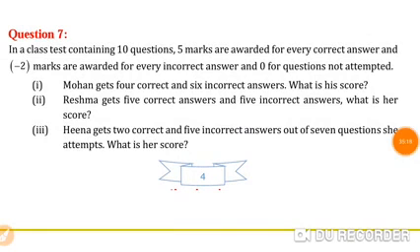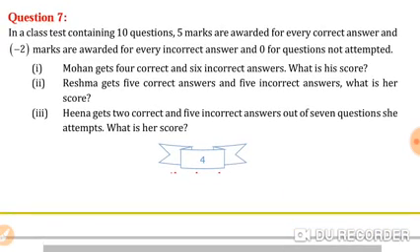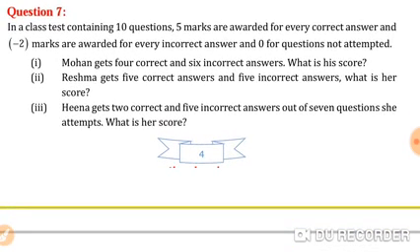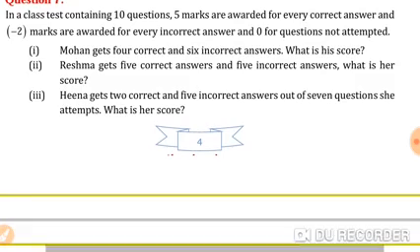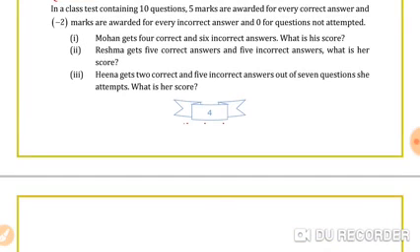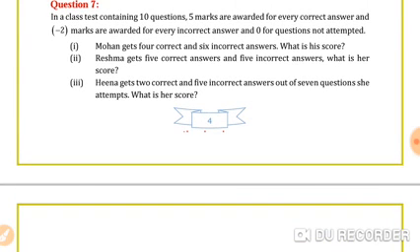7th question: in a class test containing 10 questions, 5 marks are awarded for every correct answer and minus 2 marks are awarded for every incorrect answer, and 0 for questions not attempted. See, for a correct answer it is 5, for incorrect minus 2, for not attempted 0. So those are the 10 questions.